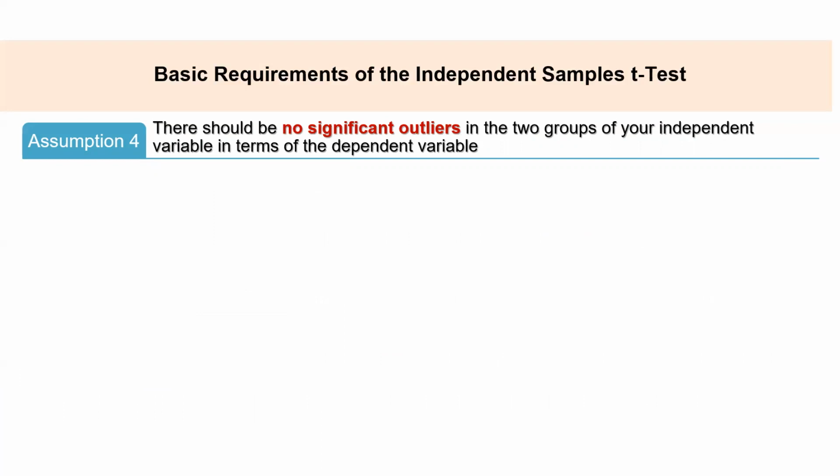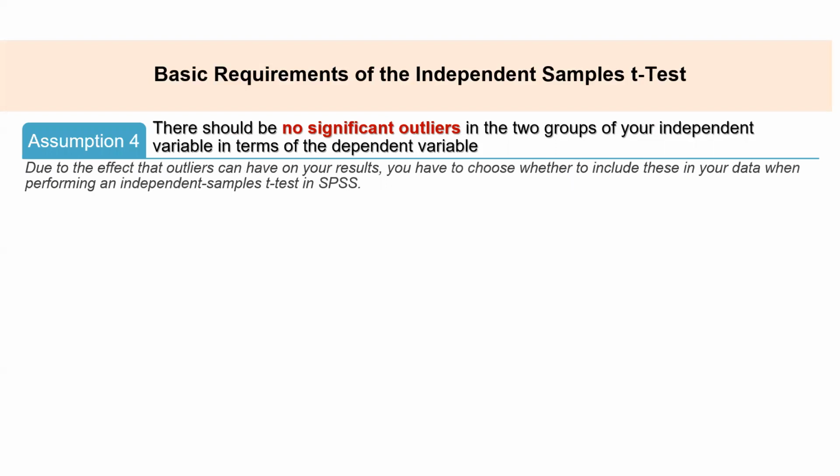Assumption number 4, there should be no significant outliers in the two groups of your independent variable in terms of the dependent variable. Okay, thank you. Due to the effect that outliers can have on your results, you have to choose whether to include these in your data when performing an independent samples t-test in SPSS. There are some instances, depending on the context, that the outliers are removed.